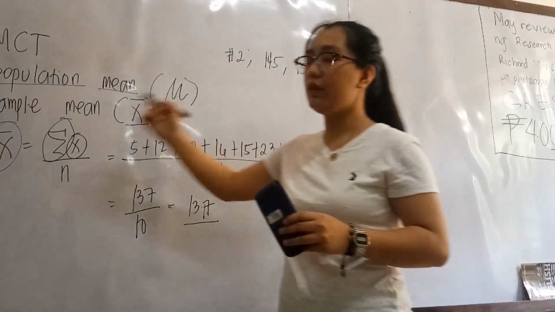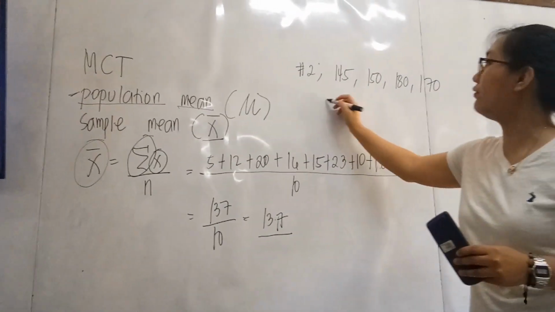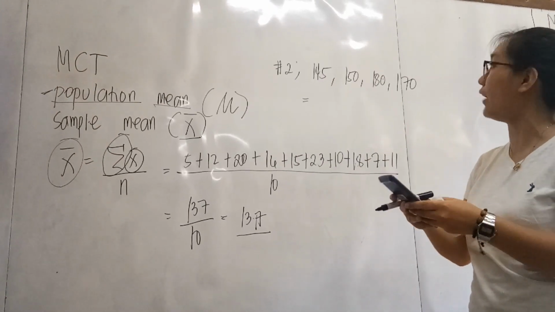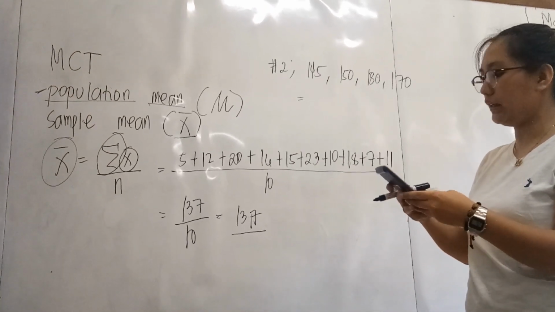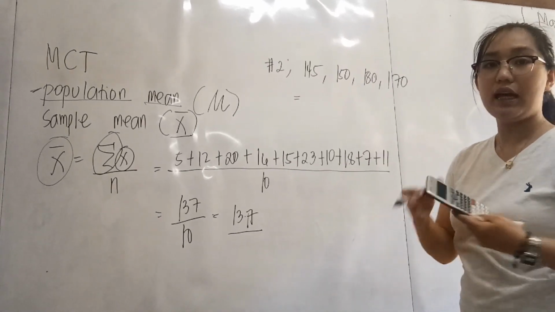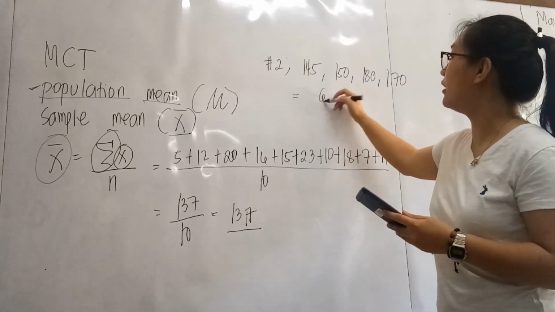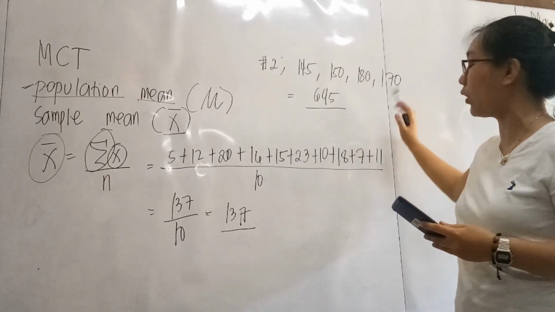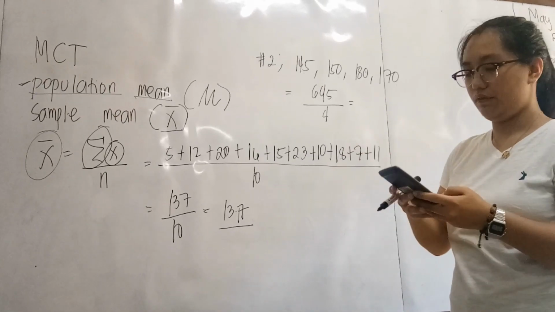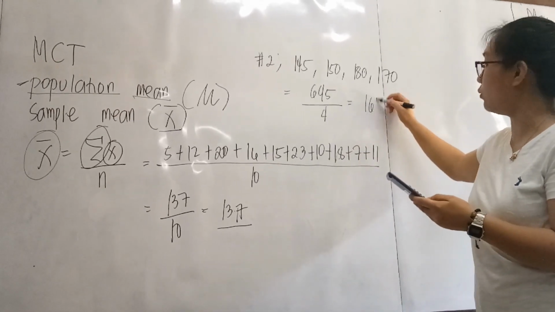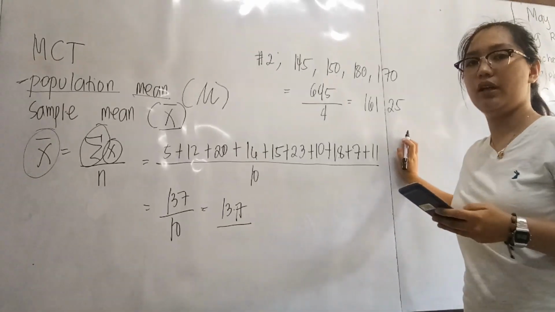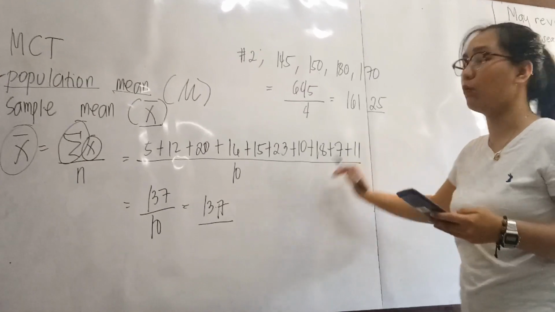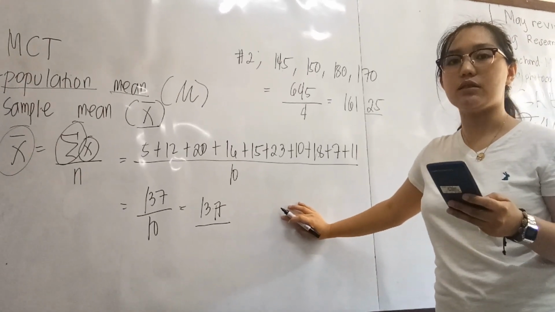And then, what will we do? We're going to apply your formula. All we have to do is take the summation of x, so add all of the values. So we have 145 plus 150 plus 180 plus 170. The answer is 645. 645 all over n. What is our n? Again, 1, 2, 3, 4. So all over 4. Divided by 4, the answer is 161.25. Okay? So, ma'am, what if the value actually has more than 2 decimal places?